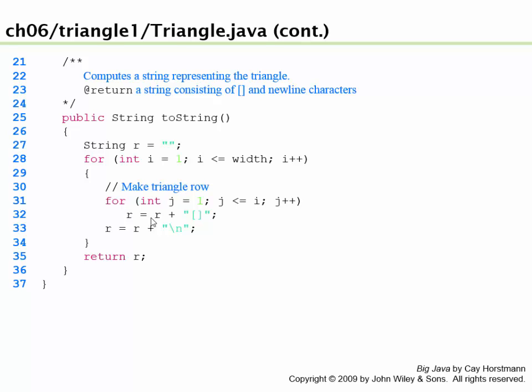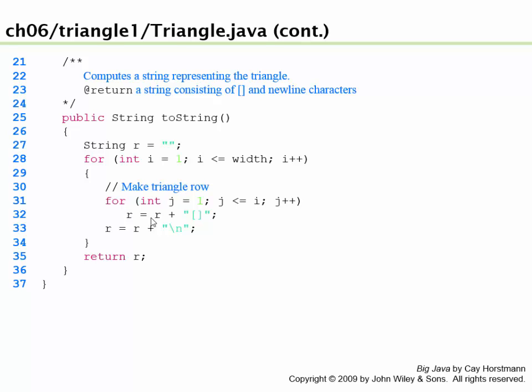We start with an empty string. Here's our outside loop. The width comes in. The width is a private instance variable. So when we created the triangle, we said how wide we want the base of the triangle to be. That's when we want to stop. So we're going to that width.